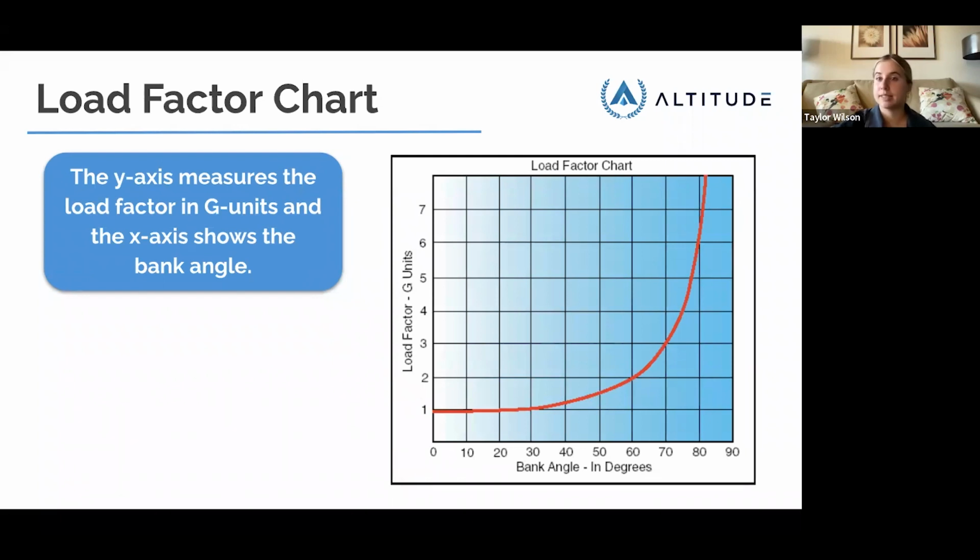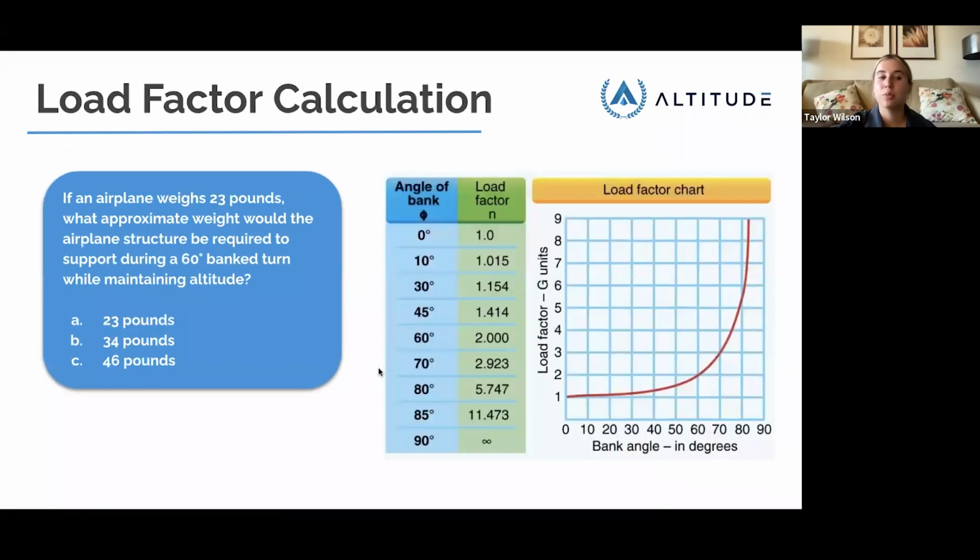So our load factor over here, like I said, is measured in Gs, which I'm sure is a term that you guys are all familiar with, especially if you're an aviation enthusiast. And the way that you read this chart, I'll go through this example. If an airplane weighs 23 pounds, what approximate weight would the airplane structure be required to support during a 60-degree bank turn while maintaining altitude? Now, both of these graphs you guys are going to have access to while you are taking your written test. If it is a load factor question that you have to do a calculation on, they'll refer you to the figure for this. But you can either be given it in numbers or you'll be given this graph here.